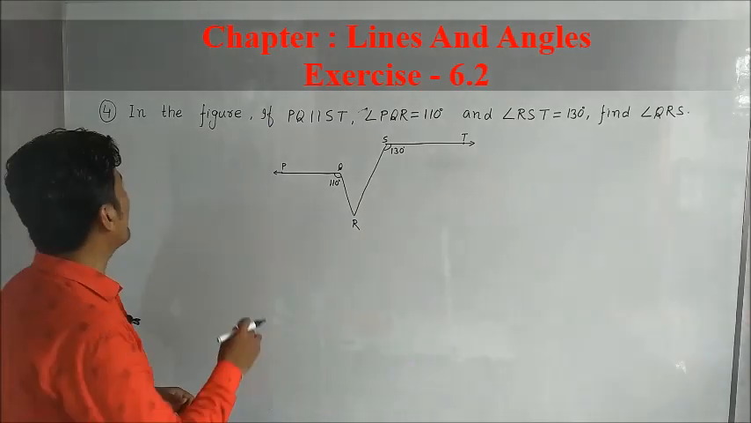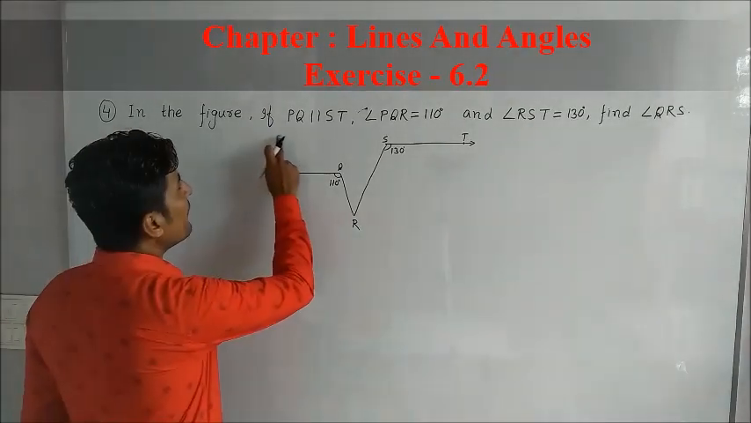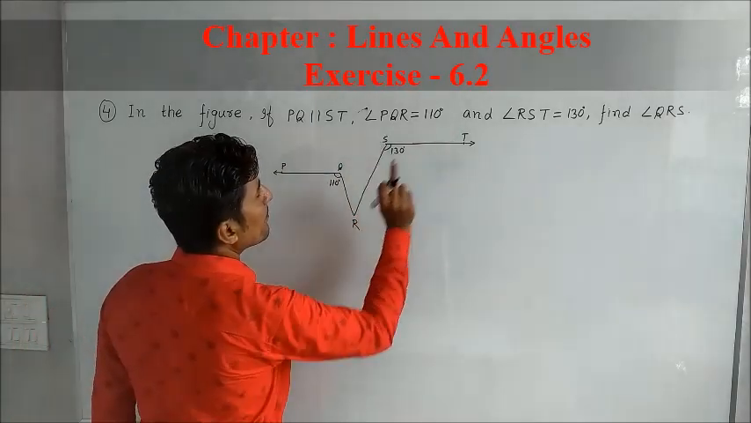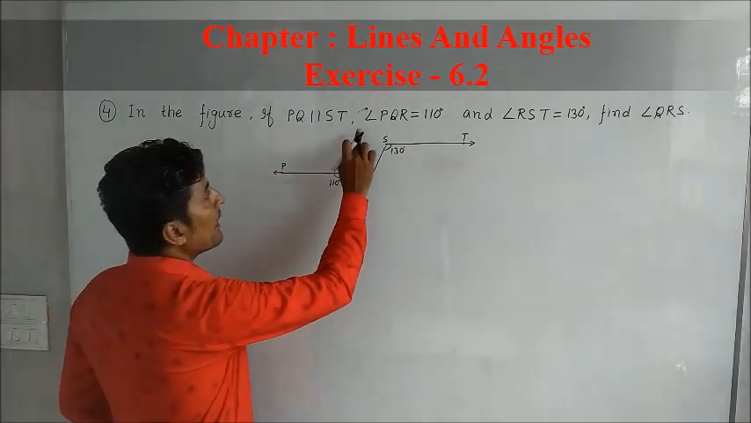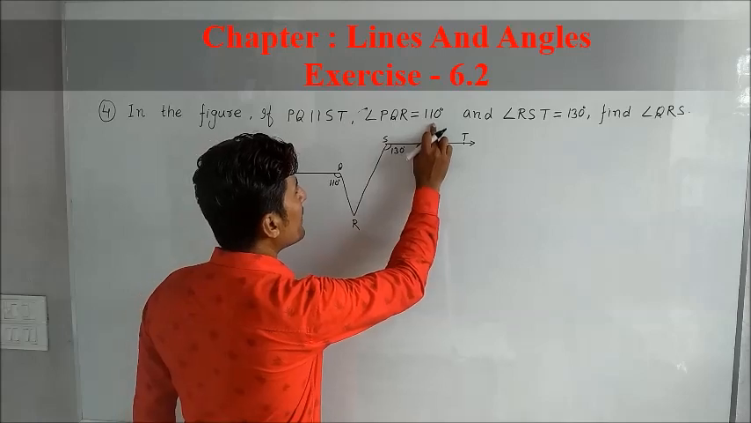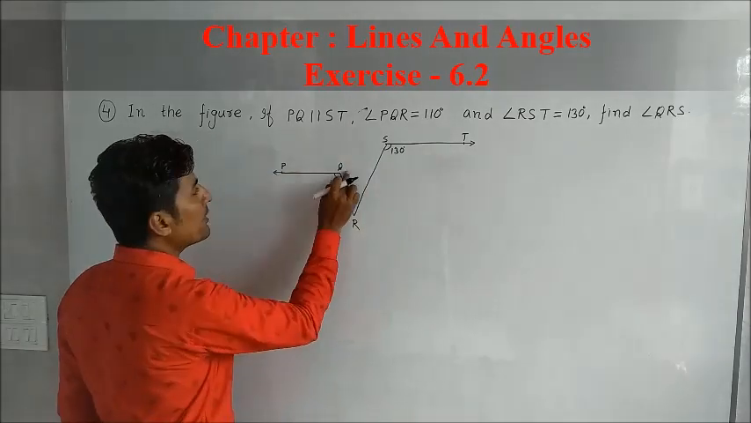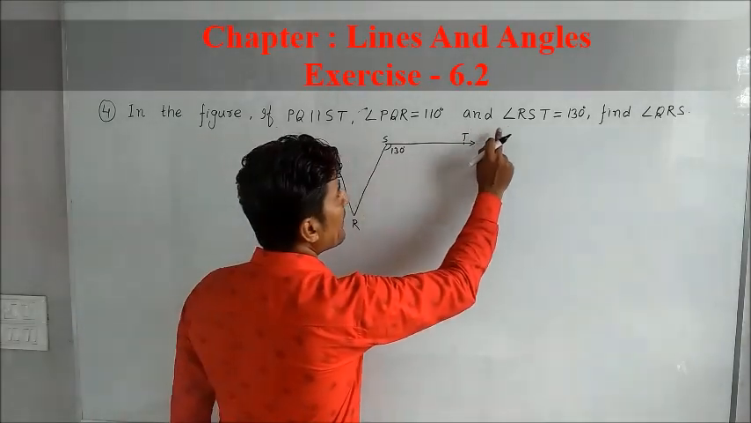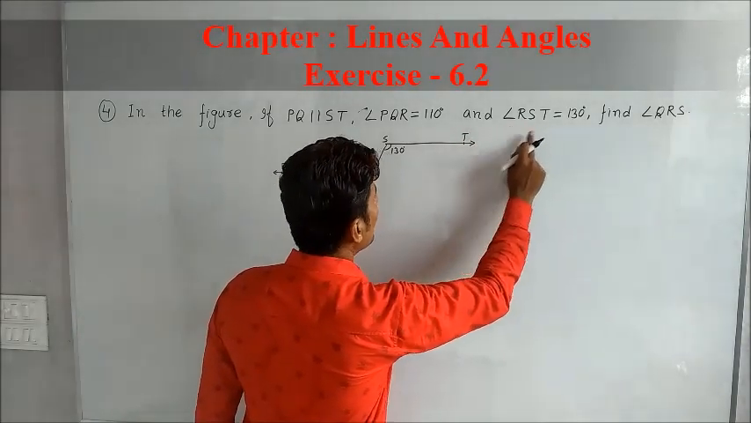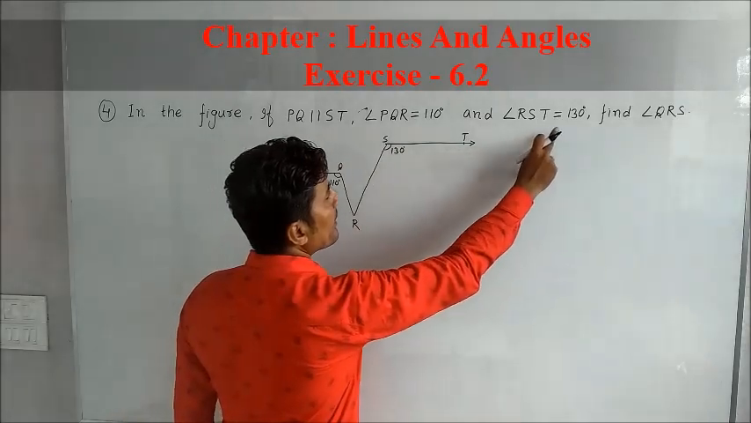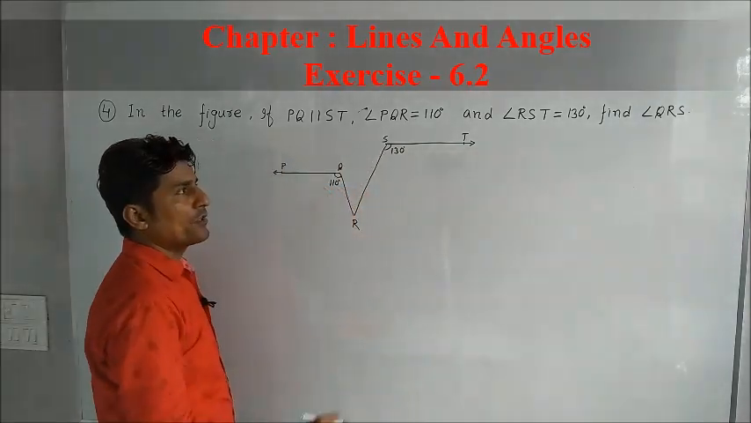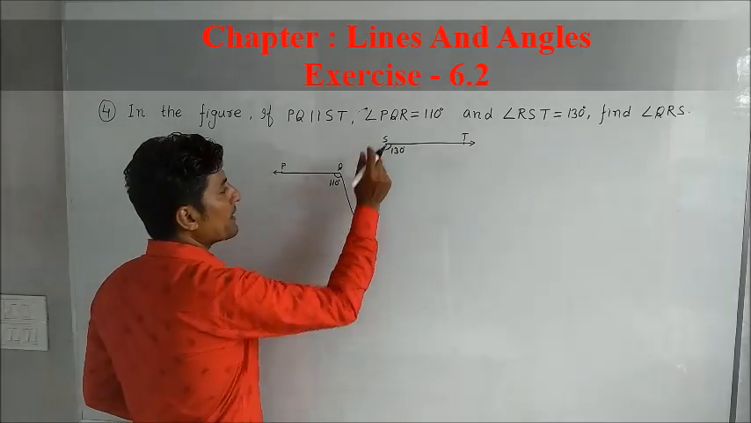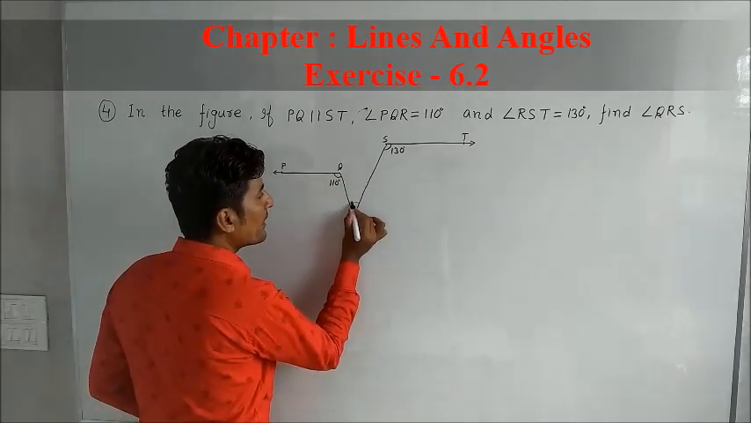Now let us see question number 4. In the figure, PQ is parallel to ST, the lines PQ and ST both are parallel lines. Angle PQR equals 110 degrees. PQR, this angle is equal to 110 degrees, and the measurement of angle RST is given 130 degrees. So we have to find the measurement of angle QRS. We have to find the measurement of this angle.